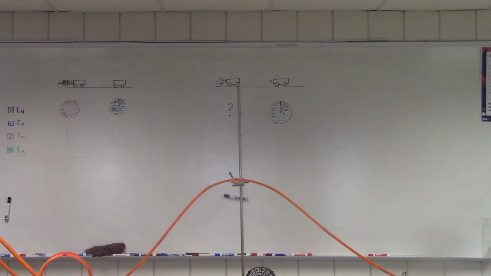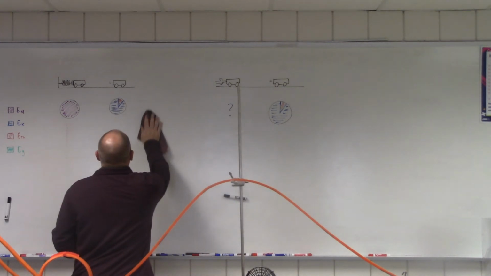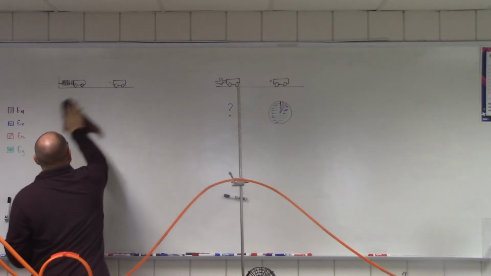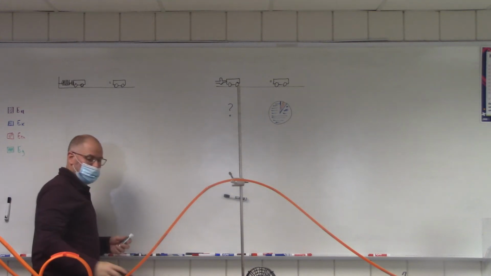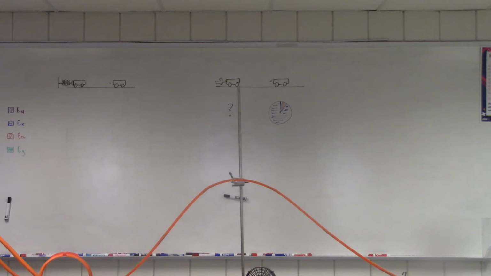Is that cool? All right. So what I'm going to do is introduce you to a new representational situation, which I think is super cool. We're going to switch to a different kind of chart. Instead of a pie chart, we're going to switch to a bar chart.